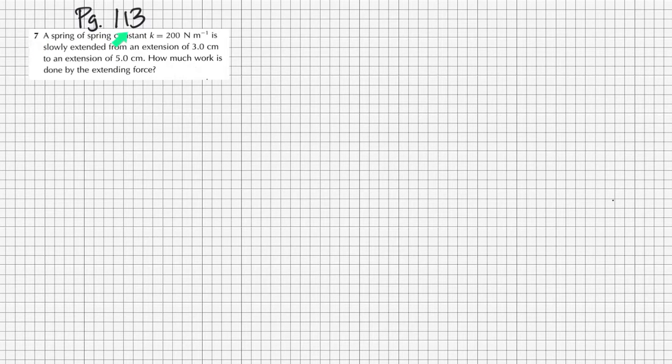So question number 7 on page 113 says, a spring of constant K of 200 newtons per meter is slowly extended from an extension of 3 centimeters to 5. How much work is done by the extending force? So let's draw our scenario.